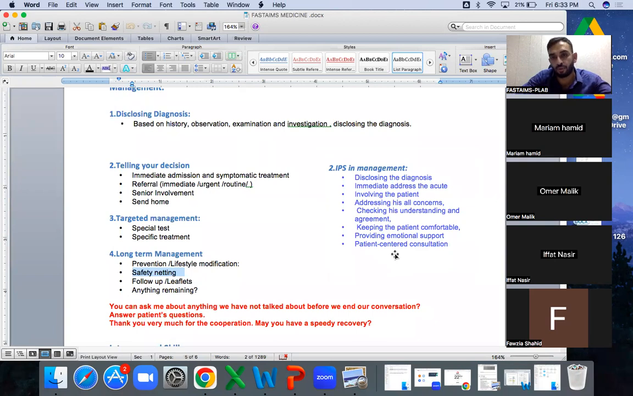We have talked about that before as well. The things are going to stay the same. The important thing was to address the immediate concern, or addressing the patient's concern, checking his understanding and agreement. This point is quite important here. This is quite separate. Okay.